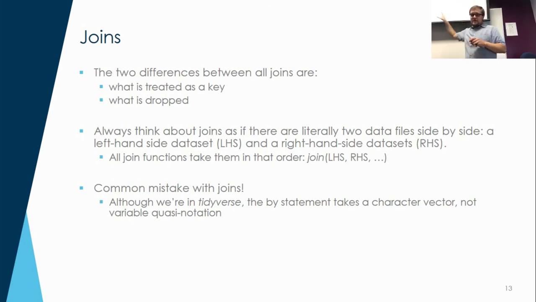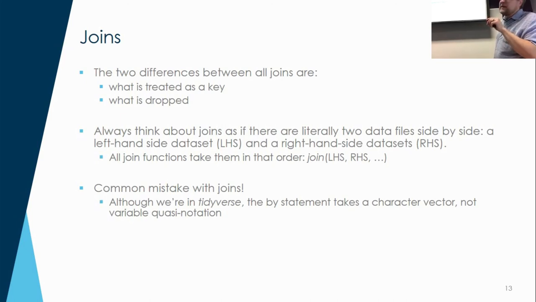You should always think about them explicitly in terms of the left-hand side and the right-hand side of the equation. Okay? If you're doing a left join, you're taking left-hand side and adding right side to it. If you're doing a right-hand join, you're taking right-hand side and adding left side to it. If you're doing an inner join, you're taking left and right-hand side together. If you're doing an outer join, you're taking everybody from left-hand side and right-hand side. That's a common way to think about it, and I would recommend it.